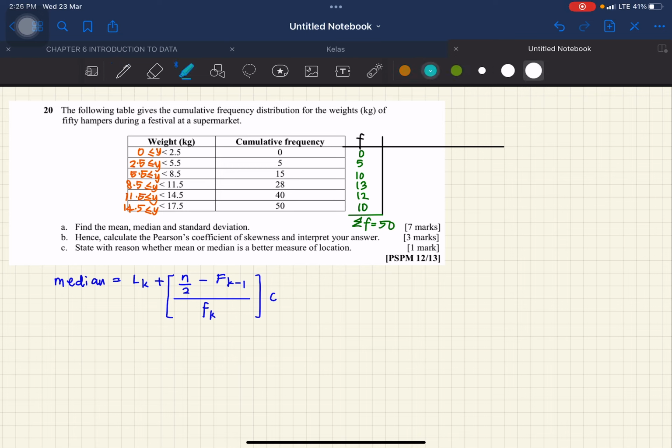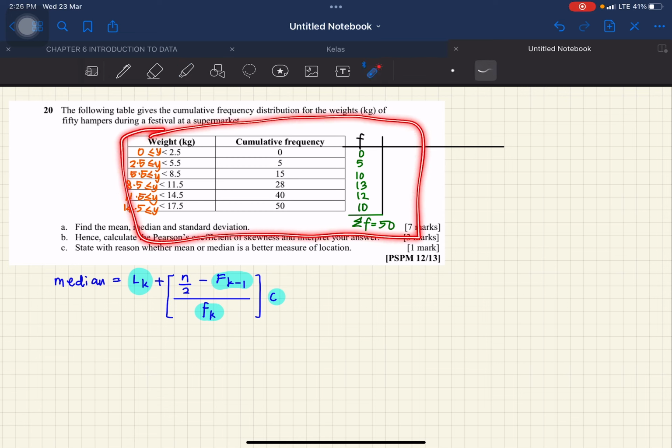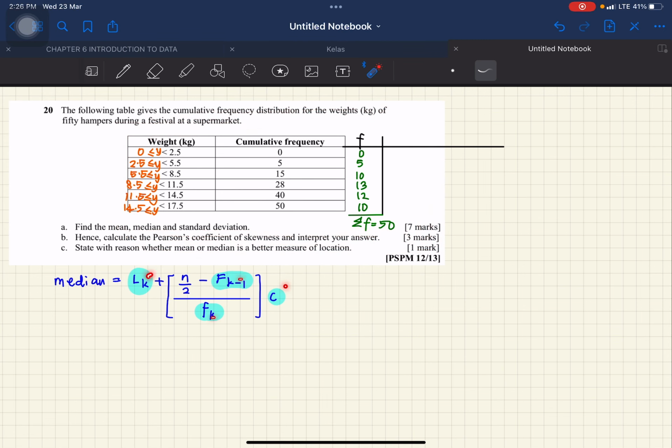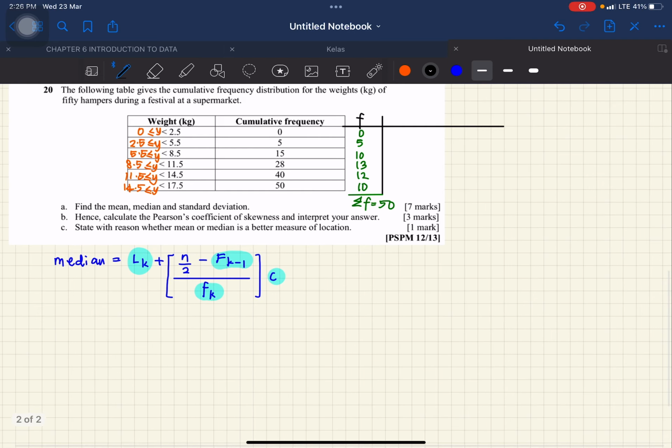There are 4 things you need. You need to have L_K, F_(K minus 1), f_K, and also C. This information you can get from the table that you have already done. Once you have this table, you can find all these values. So let's find them. First is the lower class boundary of the median class. But before that, you must find the median class first.